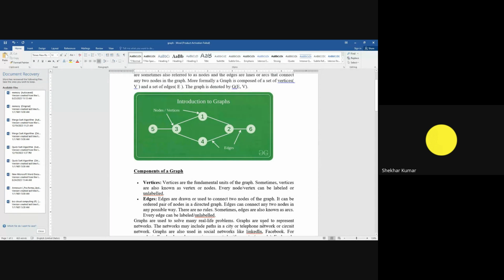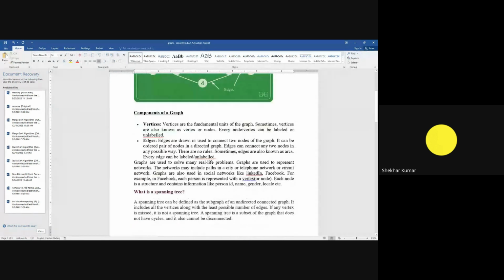Okay. So graphs are used to solve many real-life problems, for example to represent networks. Suppose you are traveling from one location to another in Google Maps. You can also use graphs. They are also used in social networks like LinkedIn and Facebook. Each person is a vertex. So wherever you can use a network, you use the different types of graph.